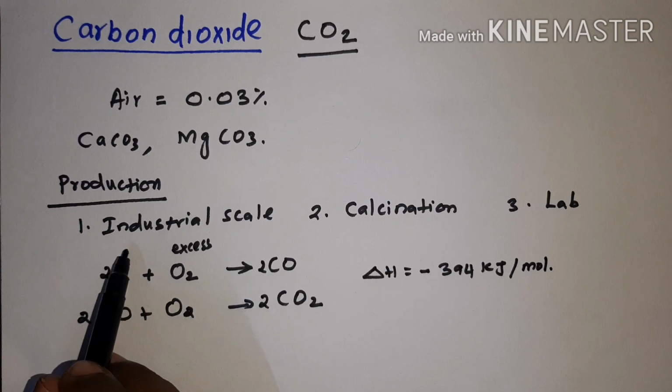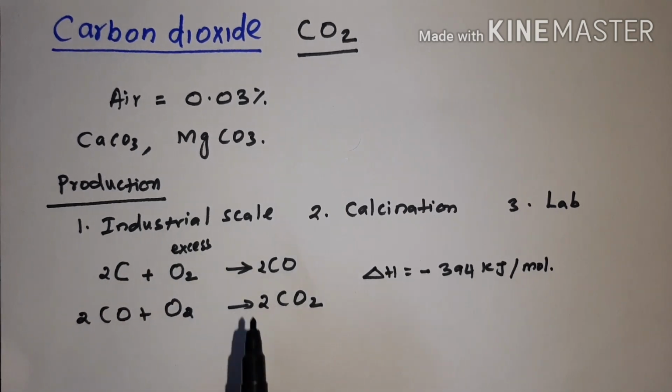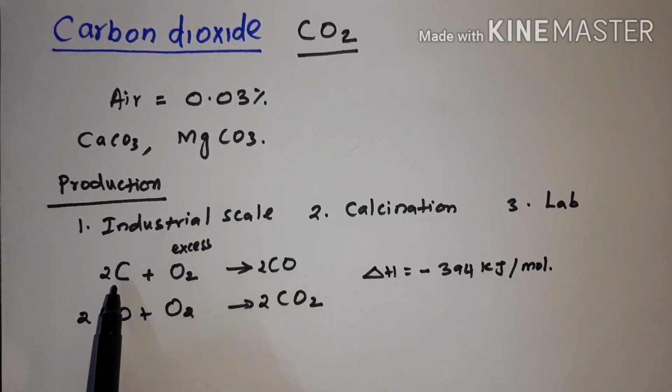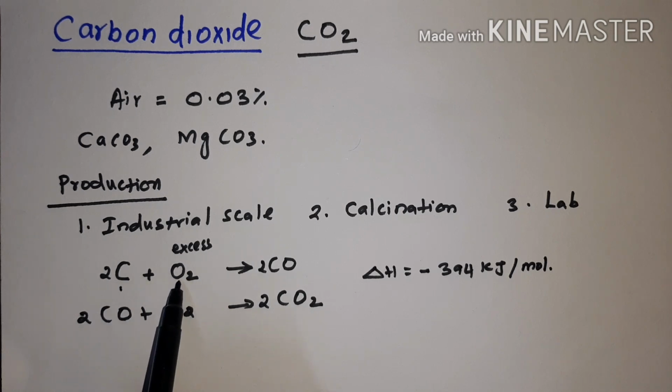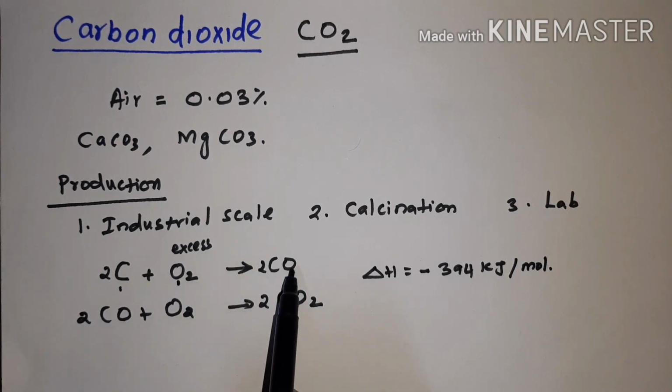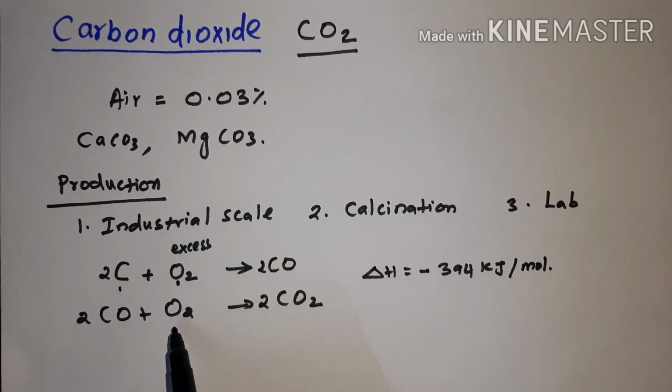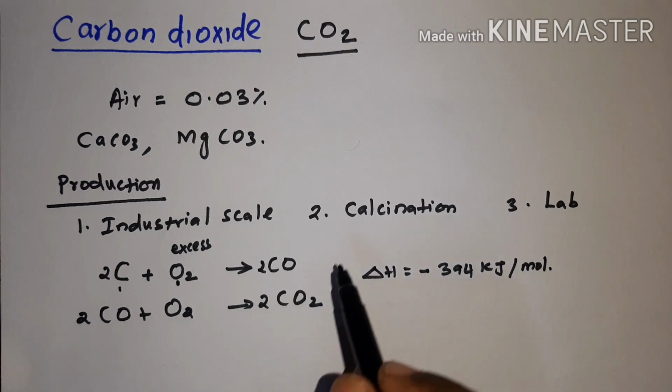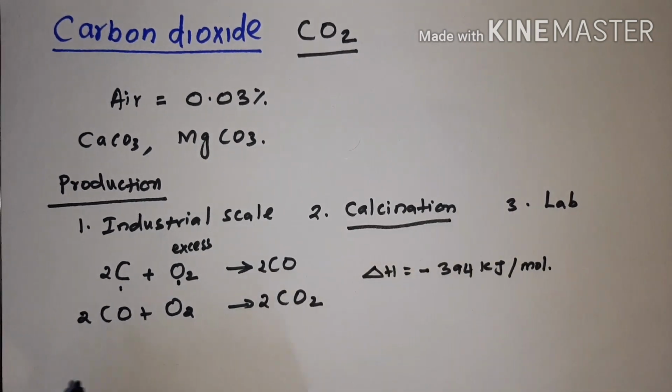So in industrial production, carbon dioxide is produced by the reaction of coke with excess of oxygen. At first we get carbon monoxide. Then this carbon monoxide again reacts with excess of oxygen to produce carbon dioxide. Now the second method, that is calcination.